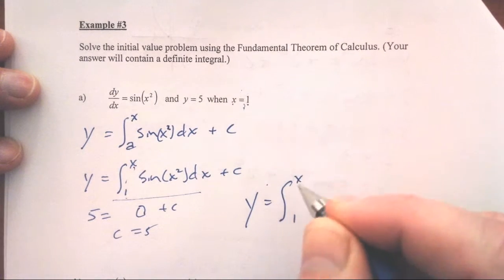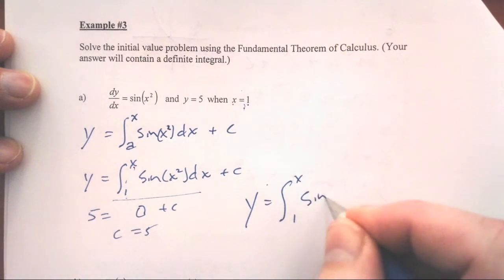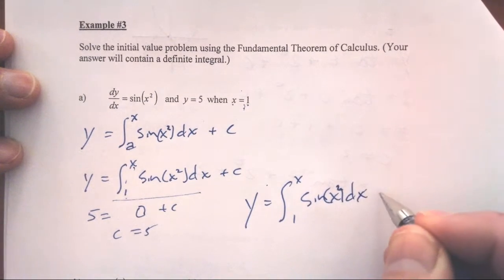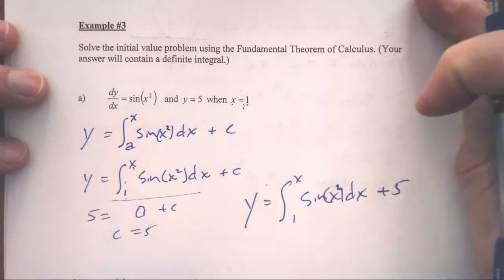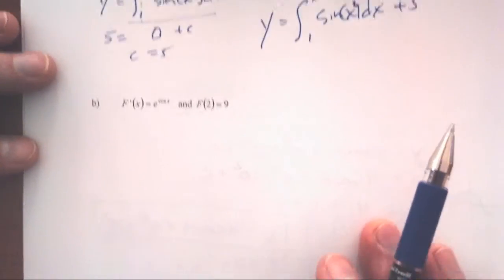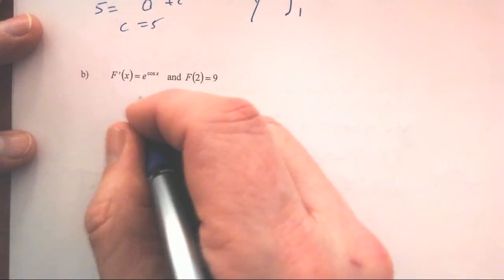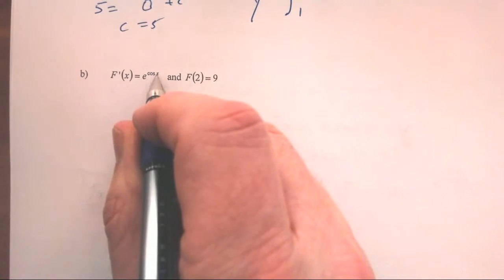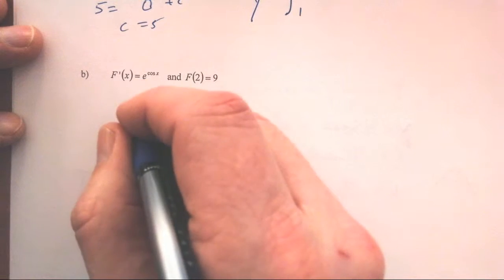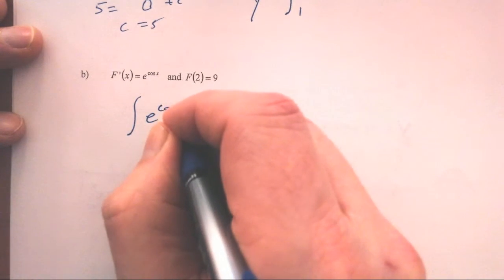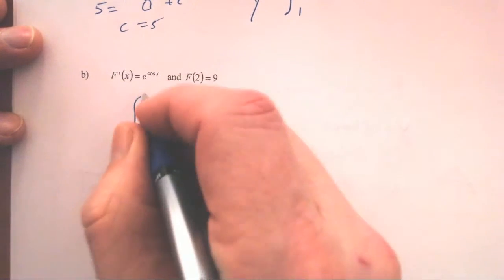So I could go straight to here once I understand this. y is the integral from 1 to x of sine of x squared dx plus 5. I do think it's worth understanding this, but once we do, it makes this pretty easy. The integral of e to the cosine is e to the cosine, but then it's times negative sine, and I don't know how to cancel negative sine of x. So I'm going to say this is just the integral of e to the cosine of x dx.